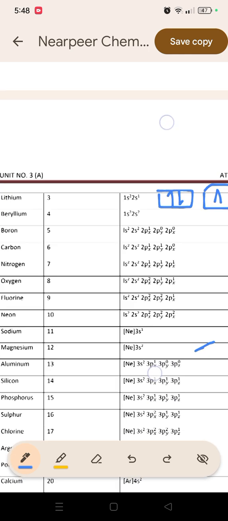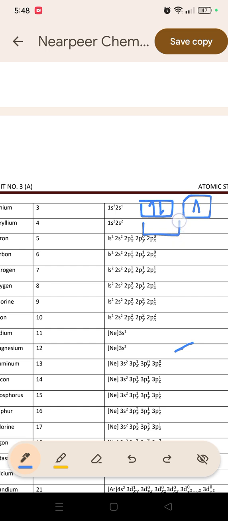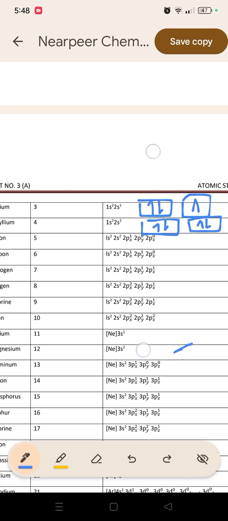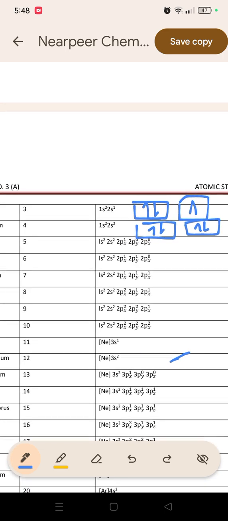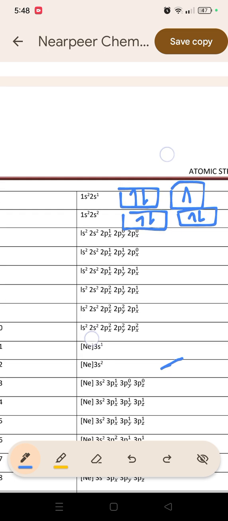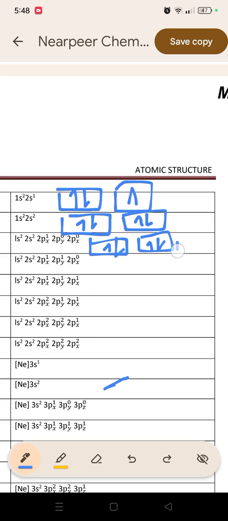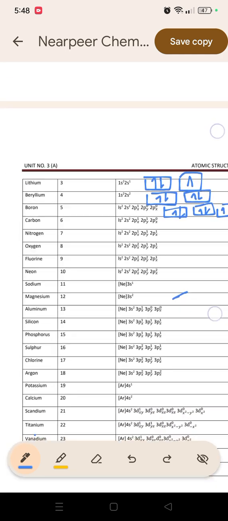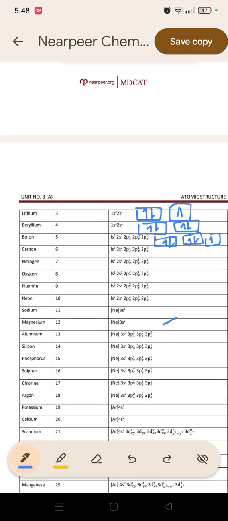Then we have beryllium, so this is 4, 1 and 2. Here we'll also do 1, 2. Then we have boron, so boron has around 5 if I'm not wrong. Yes, 1 2 3 4, it's just 5, so we'll do 1 2 3 4 and one more would be placed here. So it's like that. I'm not going with all, because you can also do it.